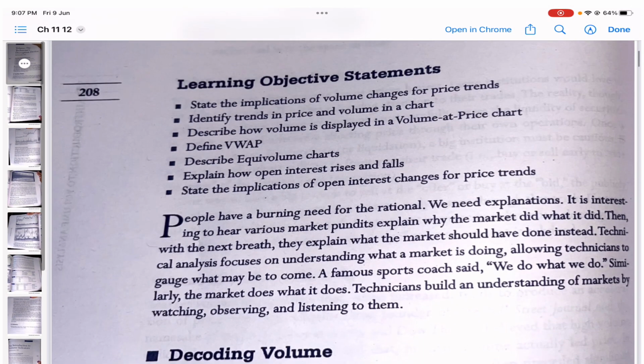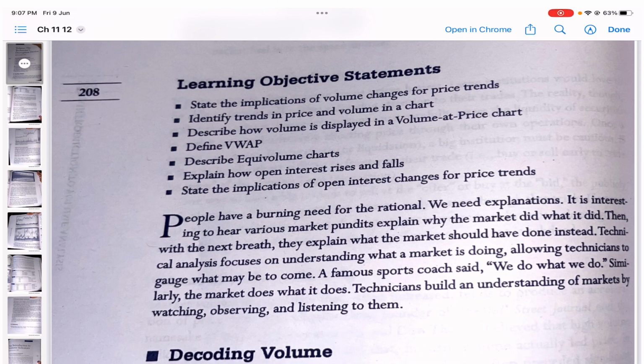So these are the learning objectives. First, we will be learning the implications of volume changes for price trends, and then we'll be able to identify trends in price and volume in a chart. We'll be able to describe how volume is displayed in a volume at price chart, define VWAP. VWAP is an indicator which is there on your trading portal. I will show that to you.